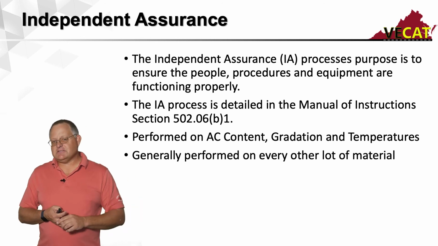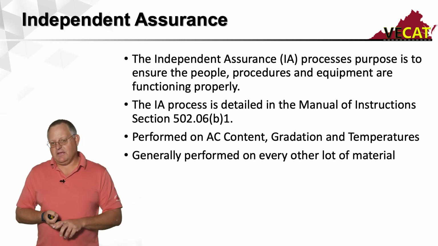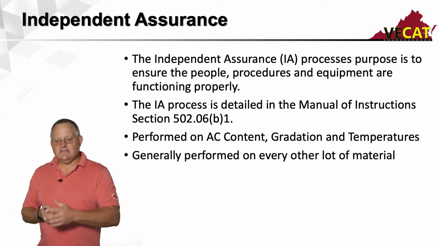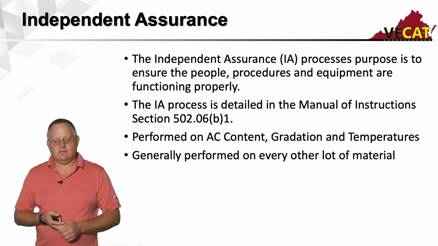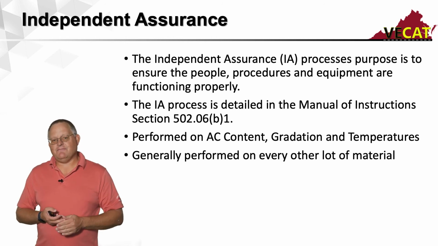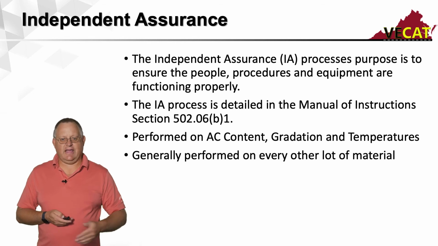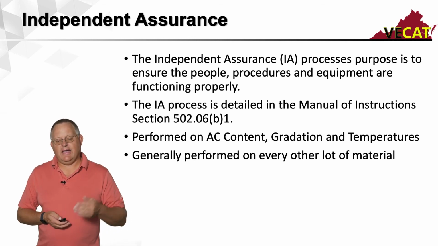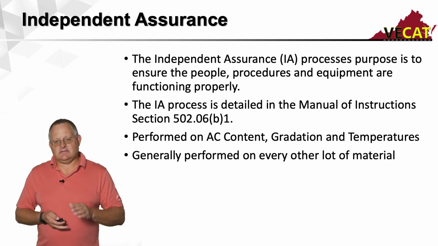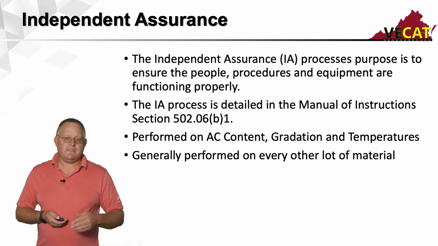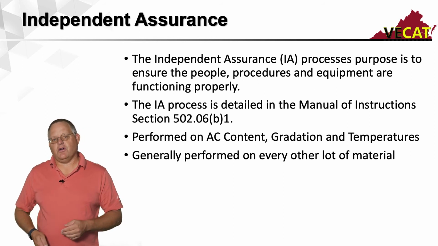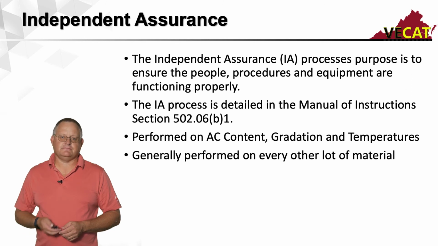We've got a detailed process in the manual of instructions. We're performing it on AC content, gradations, and temperature. And we're basically doing it on every other lot of material. So it's not done at the same frequency that the contractor's doing that. And it can be more than every other lot. It may be early on you're doing a lot more IA, and as everything steadies out and becomes more uniform, then you're back to the minimum requirement. But again, what you see in the manual of instructions are the minimum requirements to do that testing.